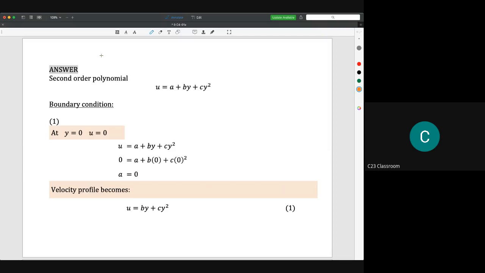Okay. So let's say we have the second order polynomial, and in general equation we could have it as u equals a plus by plus cy squared, and as you know we have 3 unknown parameters. Because we have 3 unknown parameters, we need to prepare 3 equations to find the values of a, b, and c, and those 3 equations can be created by the boundary conditions. So we need to have 3 boundary conditions.